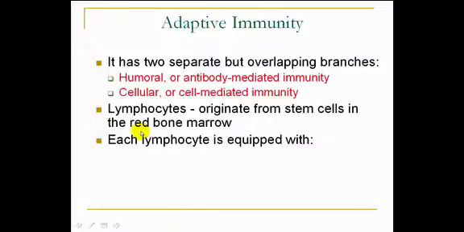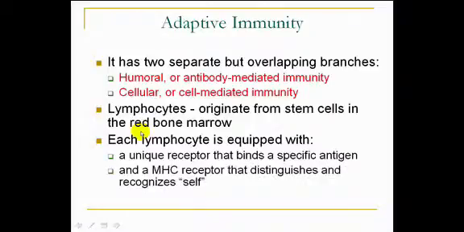Now, each lymphocyte is going to be equipped with two things. One is each lymphocyte has a unique receptor for a specific antigen. So you could kind of think of it this way. Every antigen has a different shape. Okay, whether it's a protein or lipid or carbohydrate, we learned that these organic molecules have a three-dimensional shape. So the antigen has a shape, and a lymphocyte has a unique receptor that binds that specific antigen.